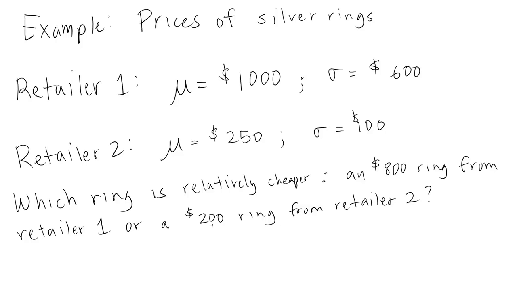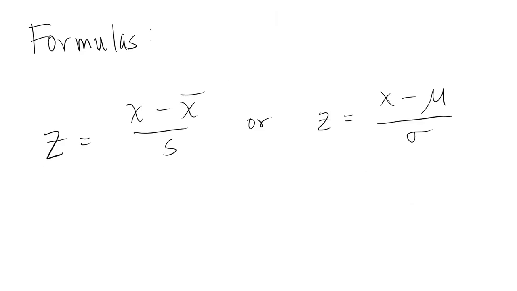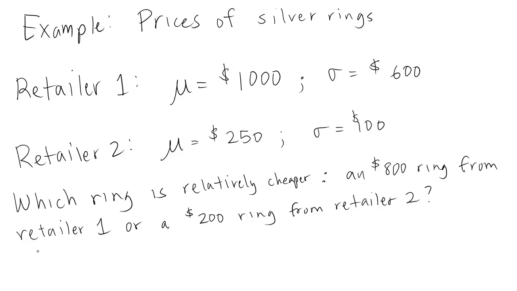Obviously, $800 is more than $200. But I don't want to know which one is absolutely cheaper. I want to know which one's relatively cheaper compared to its population. The $800 ring from the more expensive store or the $200 ring from the less expensive store. We can do this using z-score. The z-score formula says find the signed distance from the value of the variable to the mean and then divide by the standard deviation. So for retailer 1, which I'll not so cleverly denote by R1, I take the value of the variable, the $800 ring, I subtract the mean for retailer 1, which is 1,000, and I divide by the standard deviation, which is 600.